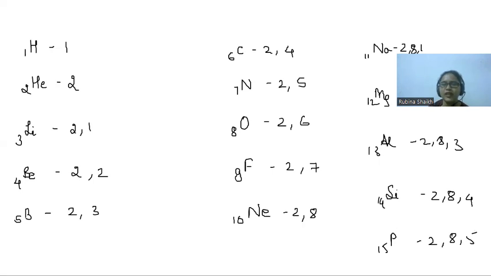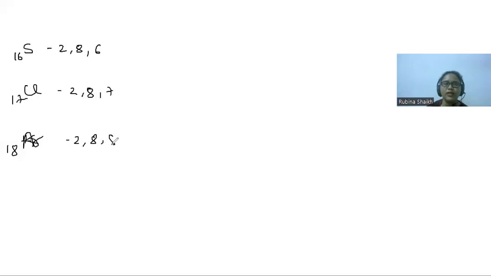Okay, till 20 I will take. Then sulfur 16, 2, 8, 6. Then chlorine 17, 2, 8, 7. After chlorine, it is argon 18, 2, 8, 8, and then potassium 19.